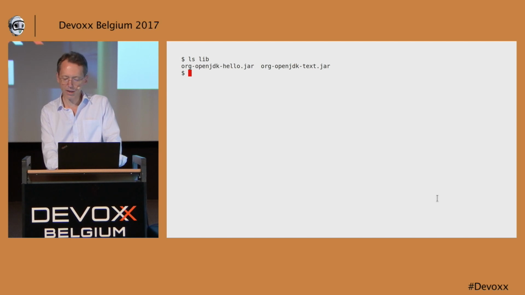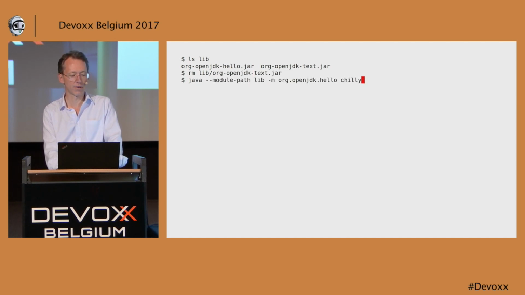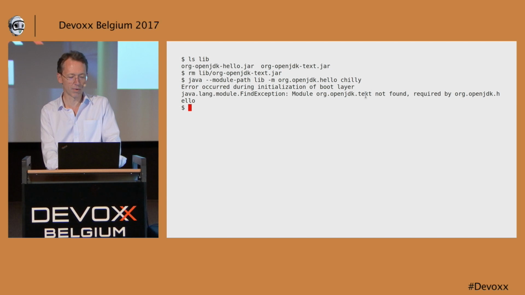Here's my lib directory. I'm just going to remove the text module. And if I try to run this again, what's going to happen? Is it going to work? Well, no, of course it's not going to work. Module org.openjdk.text not found, required by org.openjdk.hello.